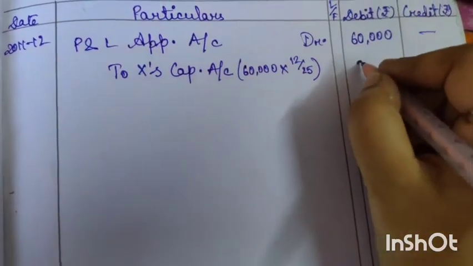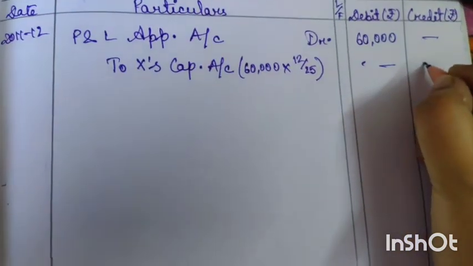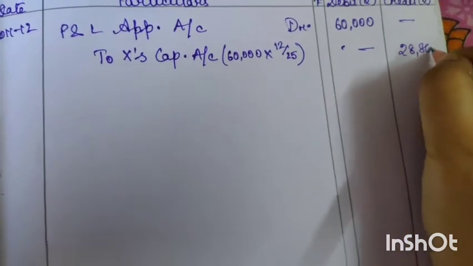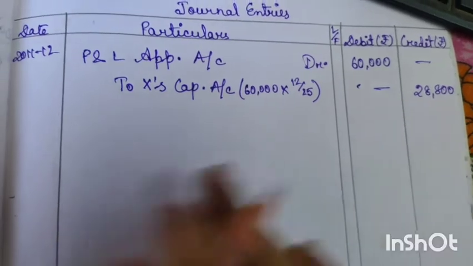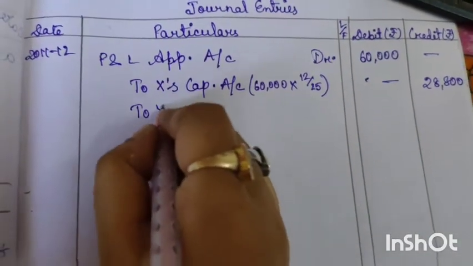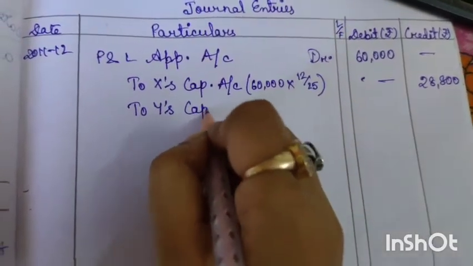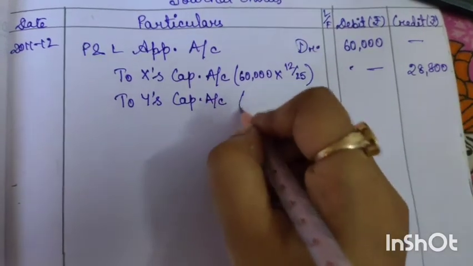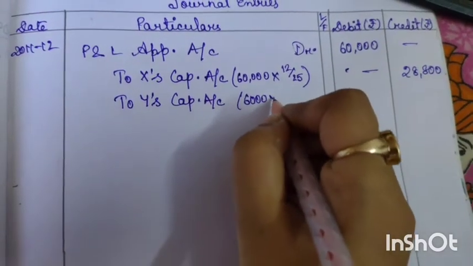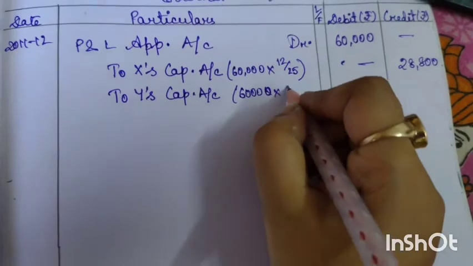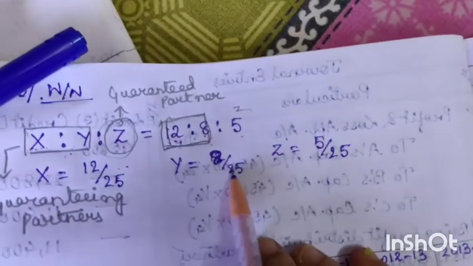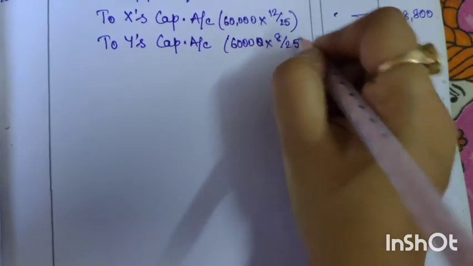So actual share will be, in the credit side we will write 28,800 for X. Now come to Y. To Y's capital account, 60,000 into, what was the share? 8 by 25. So here we will write 8 by 25.